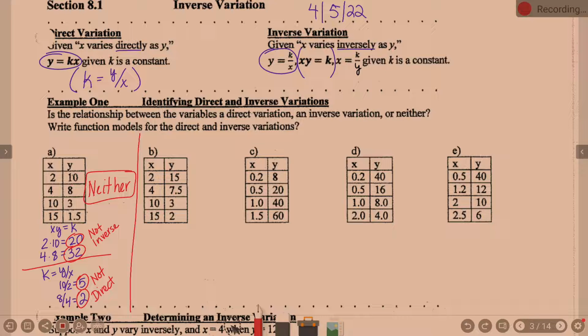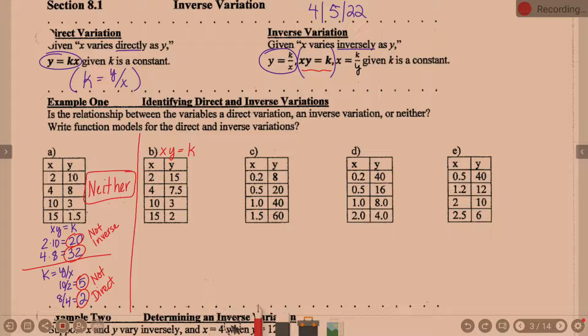Okay, let's try B. Thoughts on B? What do you want to try? You want to try inverse? So if it's inverse, x times y will equal k. So if it's inverse, right here, x times y will equal k.